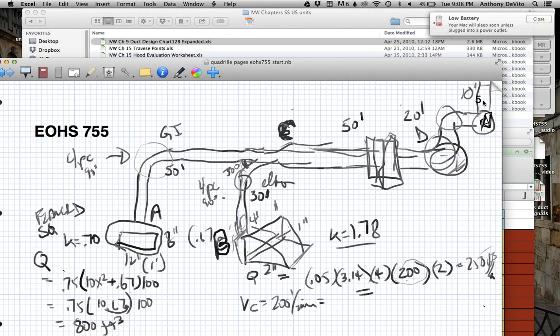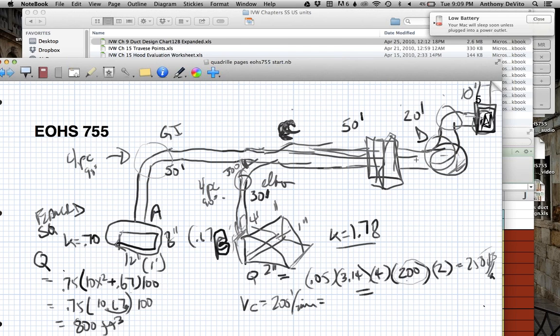In other words, the fan is over here. Here's our fan right here. It's going into the fan, and then it's discharging straight up from the fan 10 feet to go outside of the roof.